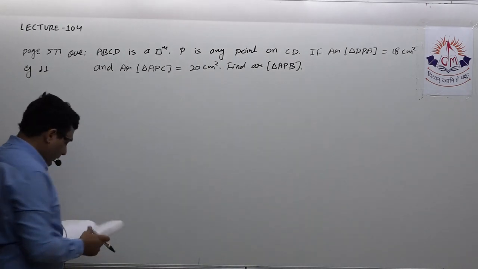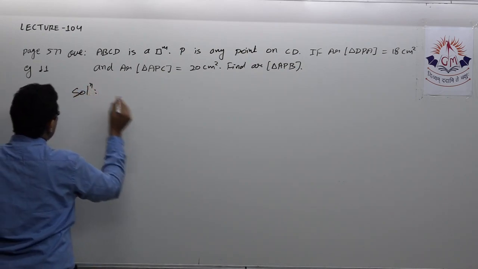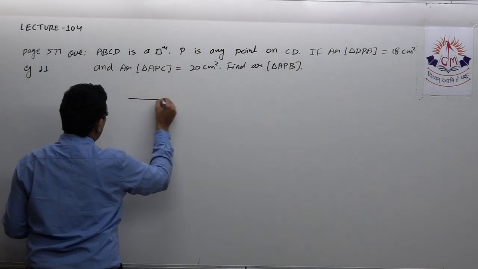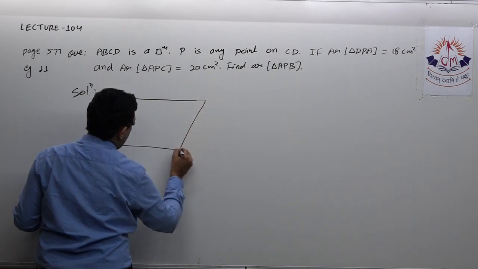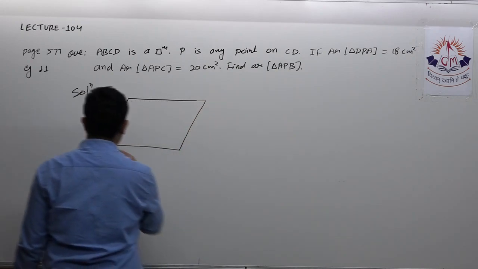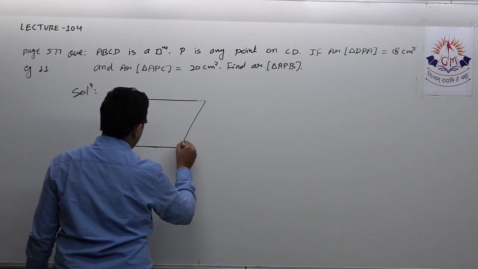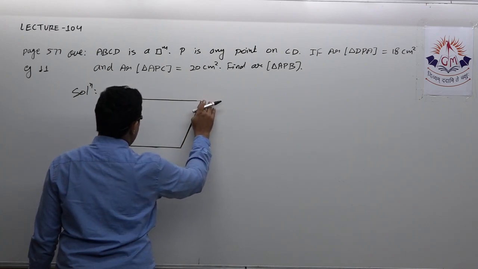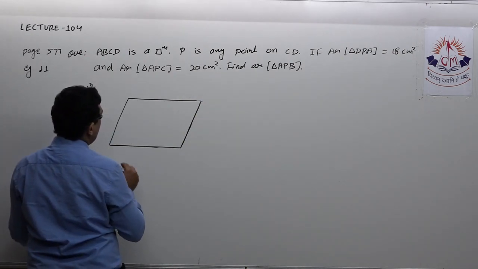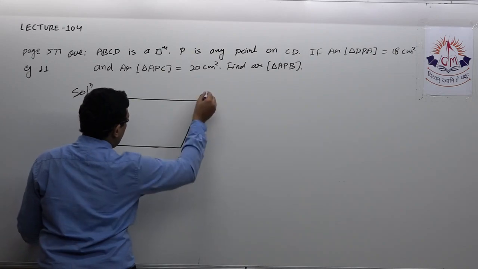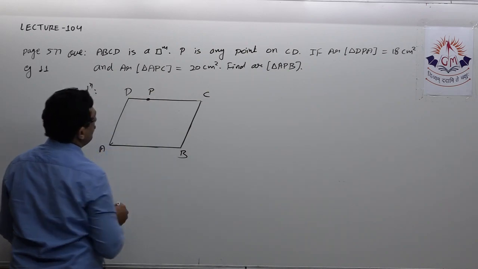Okay, so again here diagram is not given, so let us see how to solve this. ABCD is a parallelogram, so first of all we'll draw a parallelogram ABCD. P is any point on CD. Okay, let this is the point P.